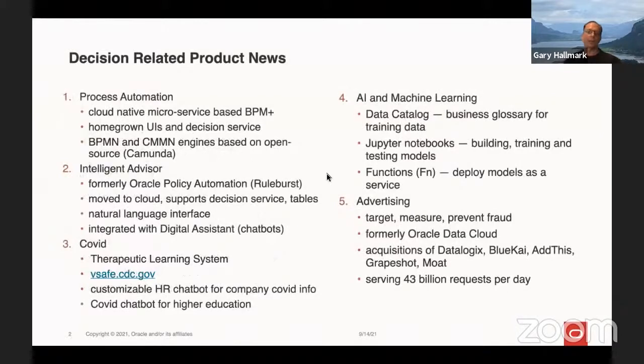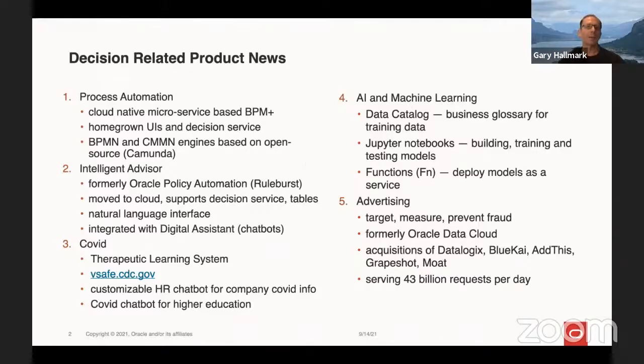So what's new at Oracle? I just picked 5 things. Oracle is also huge, as you know. And so I just picked 5 things from a very vast portfolio. And these are just my opinion. I'm not an official spokesperson for Oracle, but I am an official employee.